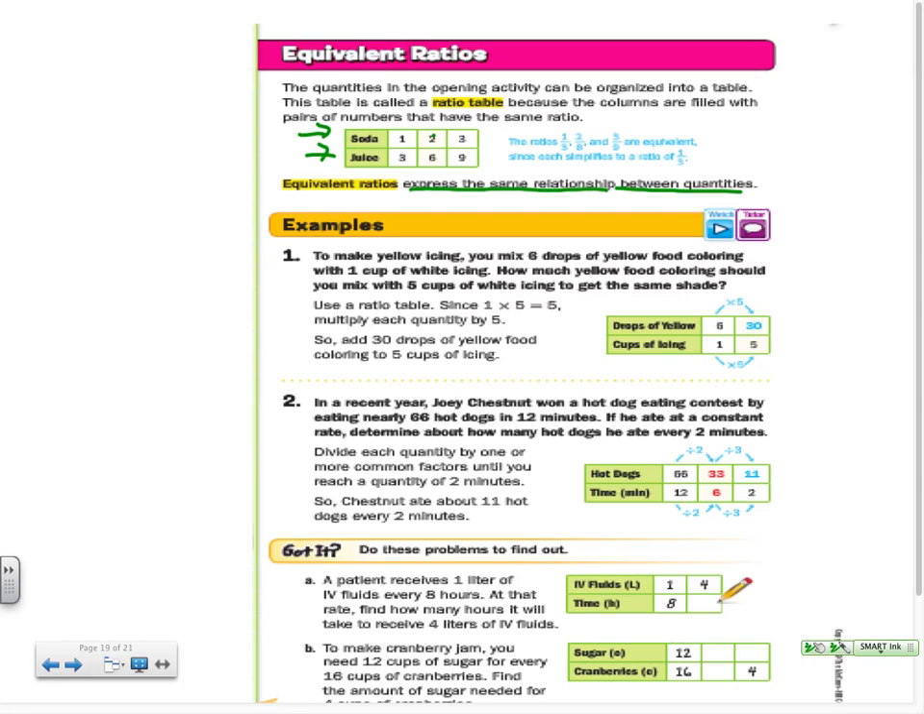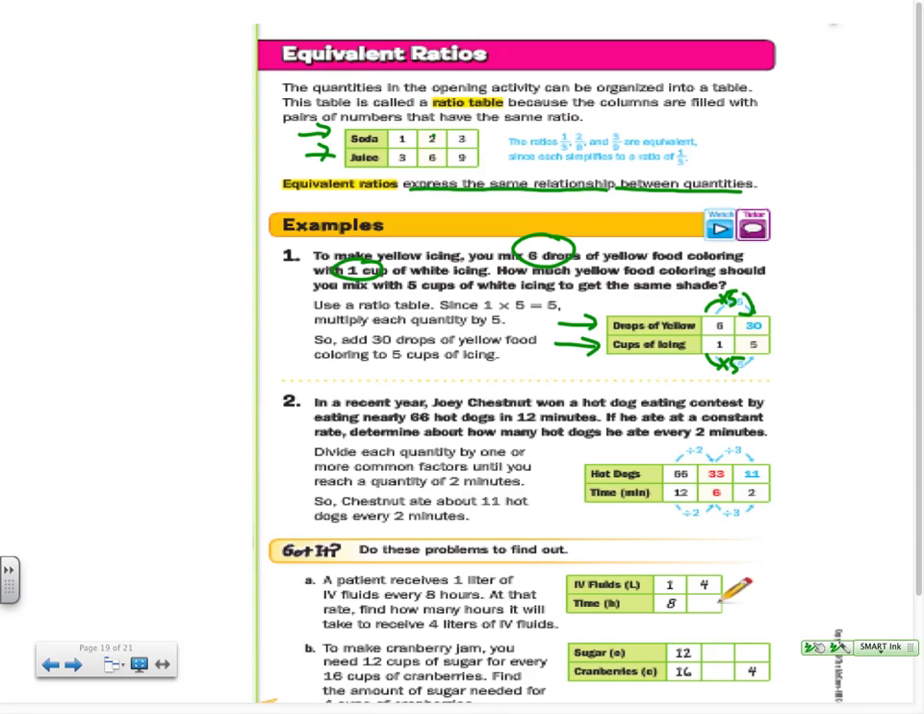To make yellow icing, you mix 6 drops of yellow food coloring, there we see it in the table, with 1 cup of white icing, there we see that in the table. How much yellow food coloring should you mix with 5 cups of white icing to get the same shade? So we multiply here times 5. So we can figure out 5 cups of icing. We do the same thing to the drops of yellow and we get 30.